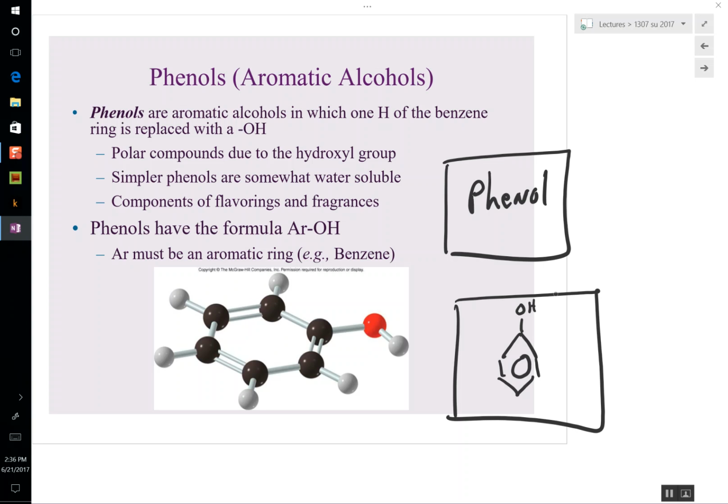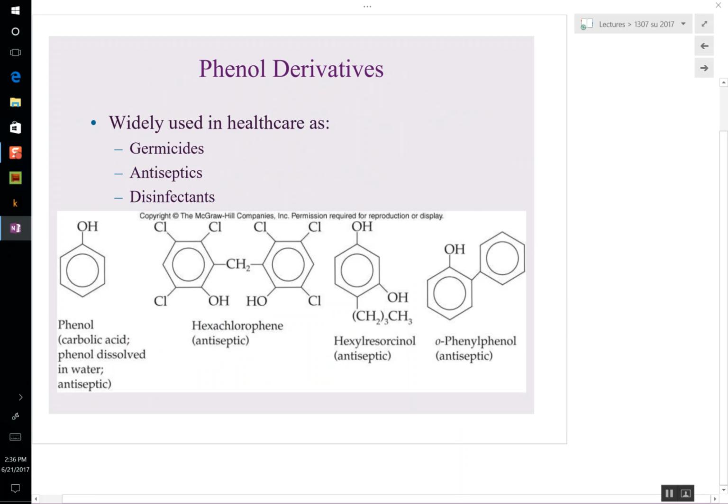All right, not to be confused with phenyl, which is a benzene ring substituent on a molecule. This is actually a compound, phenol. So there you go, phenol. It shows up in different places.